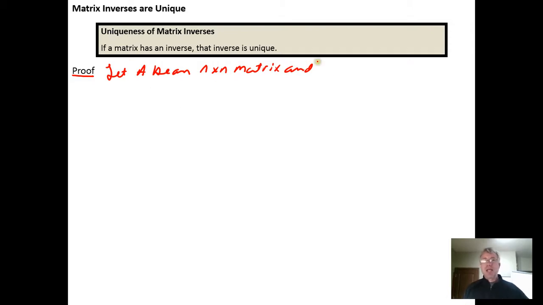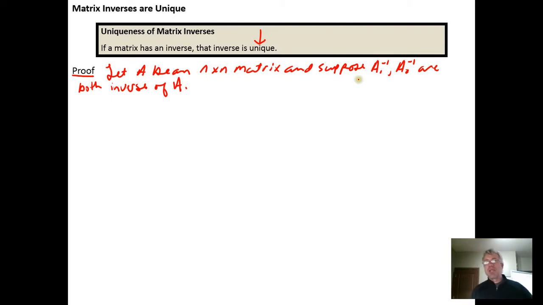So let A be an n by n matrix and suppose it has an inverse, and we want to show that it's unique. We want to show the inverse is unique. So what we'll do is suppose that we found two of them. And suppose A sub 1 inverse and A sub 2 inverse are both inverses of A. So we suppose there's two different inverses, and then what we want to demonstrate is that they must be the same matrix, that the inverses must be equal to each other.